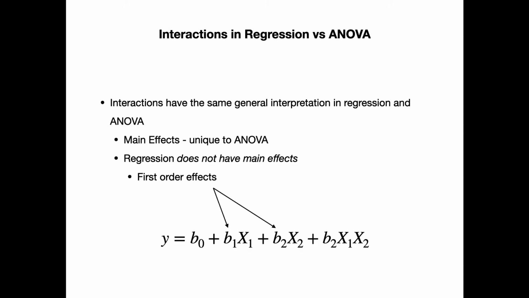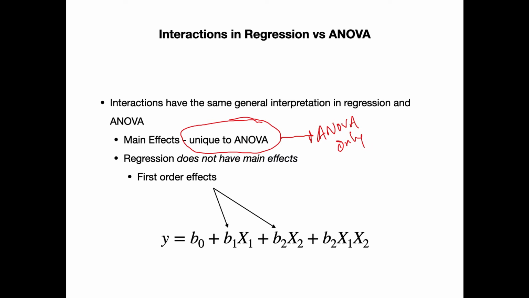Just to remind yourself, when we talked about interactions in regression, we talked about interactions and their first order effects. In ANOVA, we talk about interactions and the main effects. Main effects are unique to ANOVA. That idea of the effect of one variable averaging over the other is something that you get directly in ANOVA only.